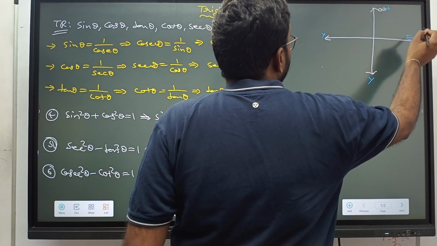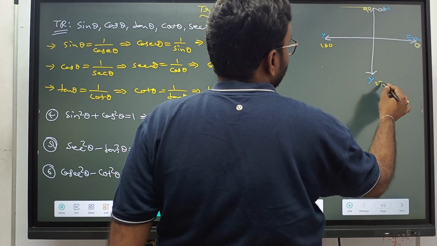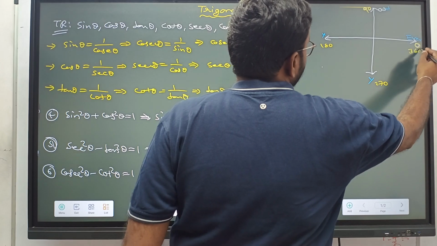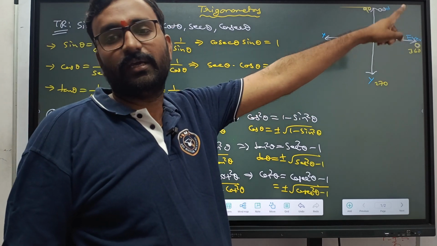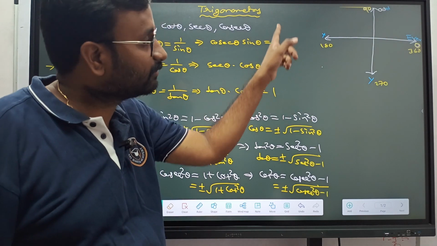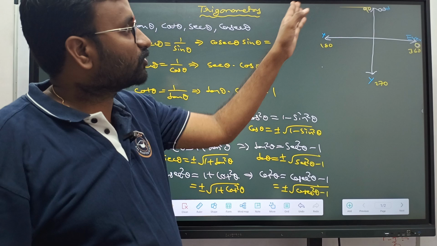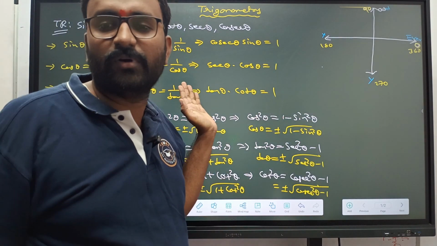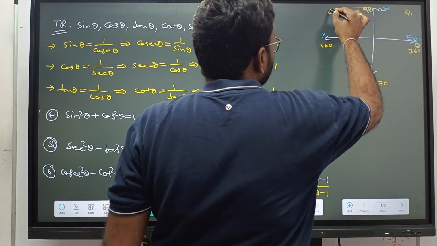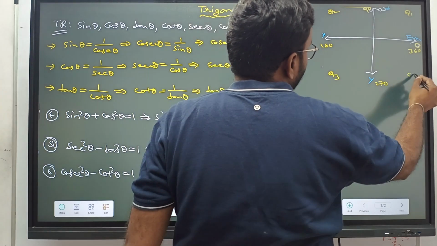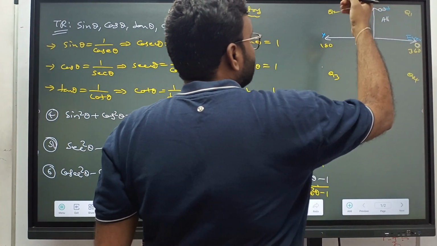0 degrees, 90 degrees, 180 degrees, 270 degrees, 360 degrees, again 90, 450, 540, 630, 720, again 90, 810. So like that we have to add 90, 90. Why? Because the angle between these two perpendicular lines is 90 degrees. So we should add 90, 90, 90, 90. You will get a big number. Here this is called quadrant 1, quadrant 2, quadrant 3, quadrant 4, or quarter also we can say. And here all are positive, that is, all positive.